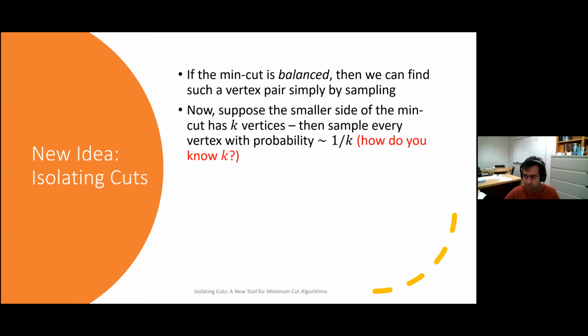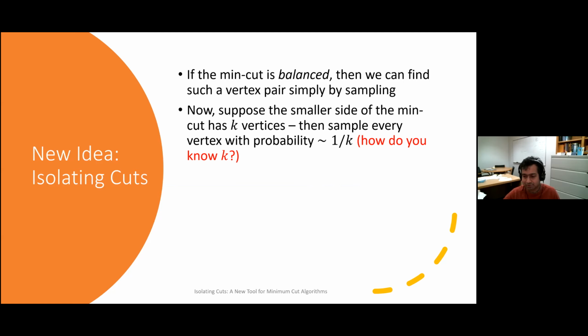Okay, so now how do you know k? This is not very difficult. You can basically guess k. You can run this sampling procedure for all possible values of k. You can approximate k up to a factor of 2 by using doubling ranges, and then in log n iterations you would hit all possible values of k up to a factor of 2. Everything that I say about sampling will not be affected by this error in accuracy of the sampling probability.